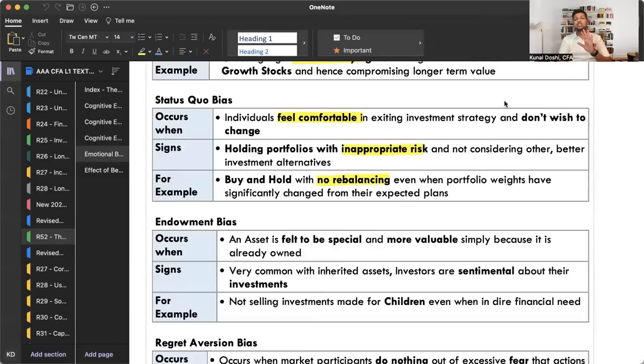People are reluctant to change the weights. They keep it as it is. They are more passive, kind of. So they have status quo bias. You don't change your portfolio once made.